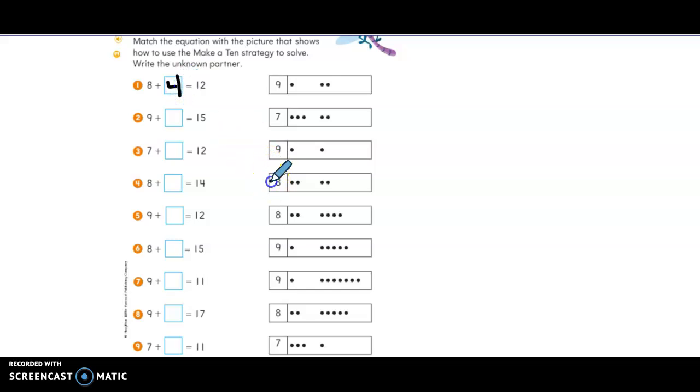Now we're going to take our pencil and connect it up as neat as we can so our paper doesn't look too scribbly at the end. All right, next. We're going to do 9 plus unknown equals 15.